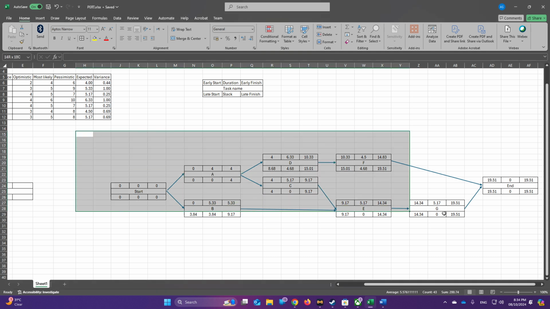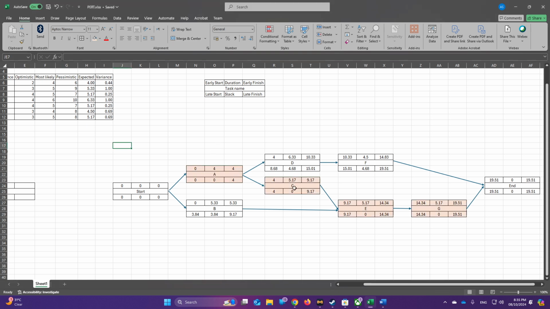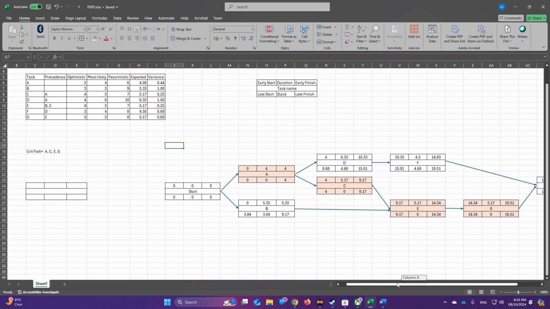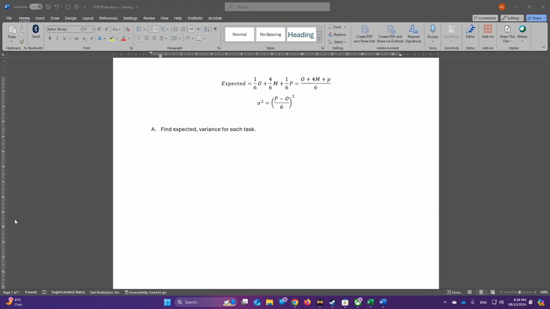Of course, the goal of making this is to find the critical path. To find the critical path, you will go with the one that will have the slack time of 0. So we have A, C, E, G. So the critical path we have here is A, C, E, G. Now I highlighted the critical path because we will need it to solve other questions.